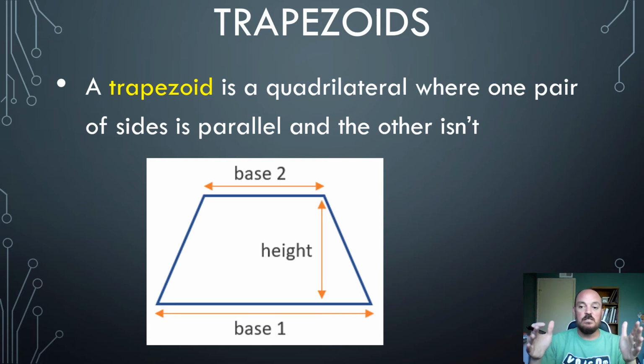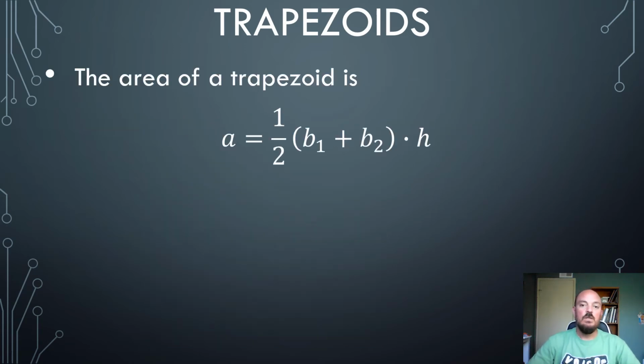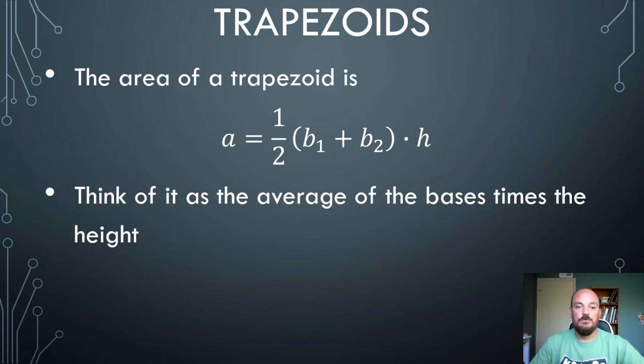Now this time the bases aren't the same length. Like in my picture, base 2 is much shorter than base 1. But the height is the same. The height is the vertical distance between the 2 bases. So here is a formula for area of the trapezoid. Area is 1/2 times parentheses base 1 plus base 2 times the height.